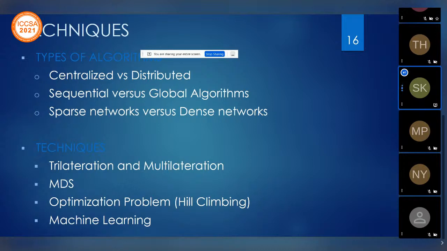Or it could be looked at as an optimization problem, or, recently, machine learning approaches have been tried for this problem.